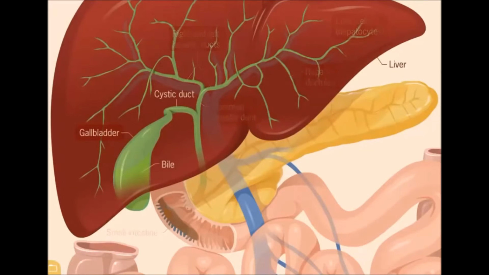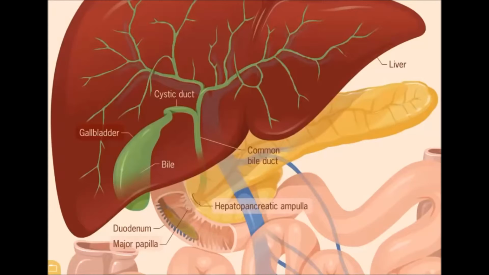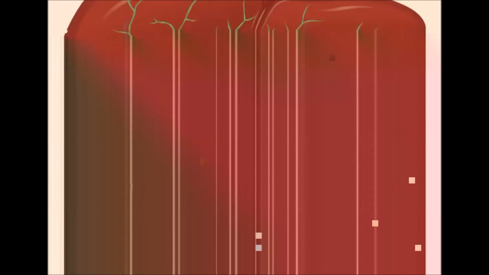stored. During digestion, the gallbladder contracts and pushes the bile through the cystic duct and common bile duct, where they join the pancreatic duct at the hepatopancreatic ampulla. The bile then empties into the duodenum through the major papilla. The bile mixes with the chyme and helps to digest fat.